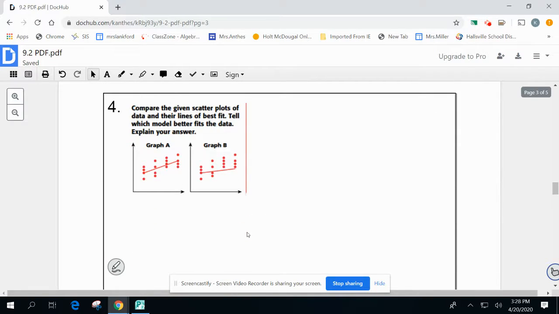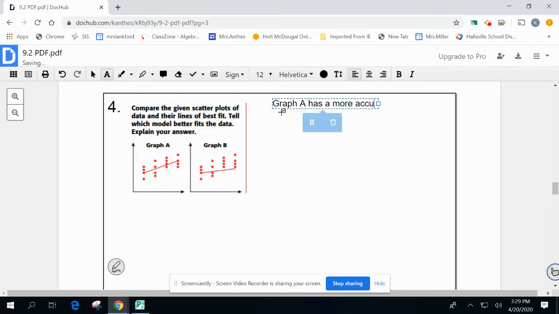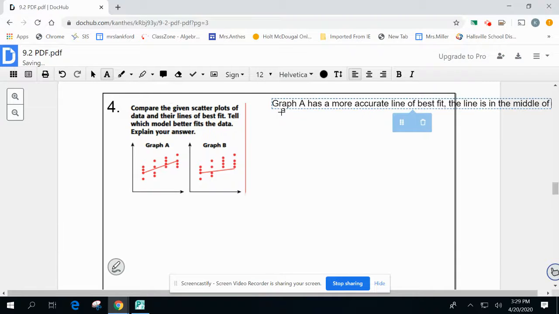We're going to do the same thing in number four. I would again argue that graph A has a better line of best fit because it's more in the middle of the data. So I would argue the same thing again: graph A has a more accurate line of best fit. It's in the middle of the data set and definitely more accurate.